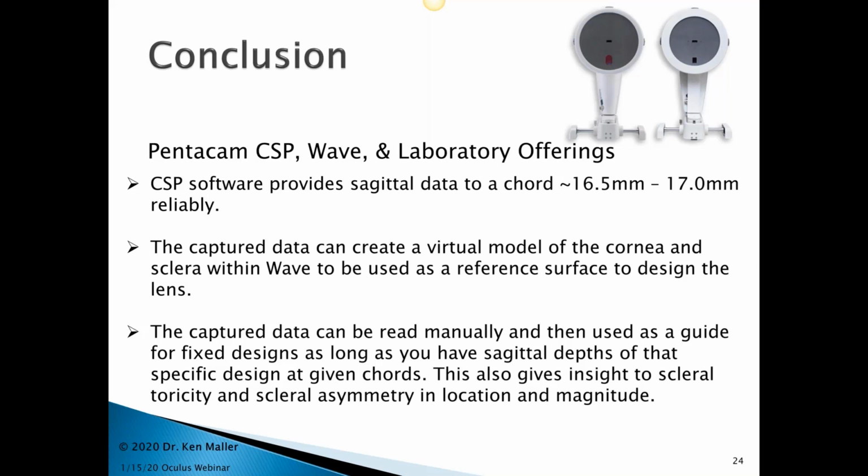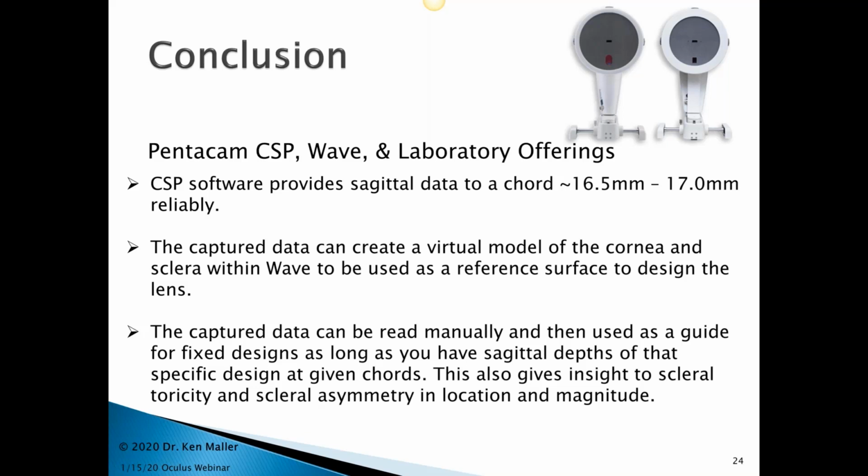If you're not using something like WAVE, and you're using, for example, a fitting set, you can use the captured data manually and then use that as a guide to choose one of your fixed designs, as long as you know the sagittal depths of those fixed designs at any given chord. It will also give you insight into just how much toricity and asymmetry is going on in the underlying eye, both in the location and the magnitude of that.